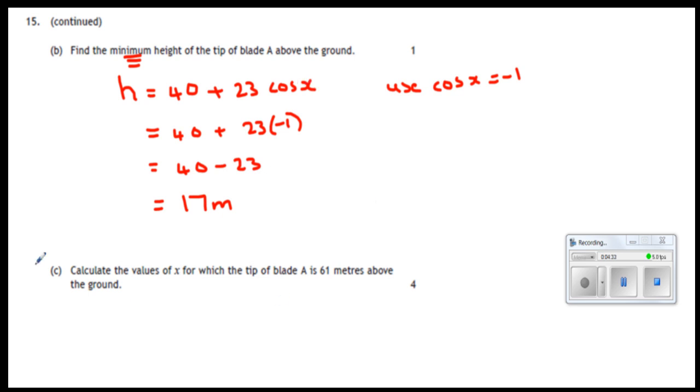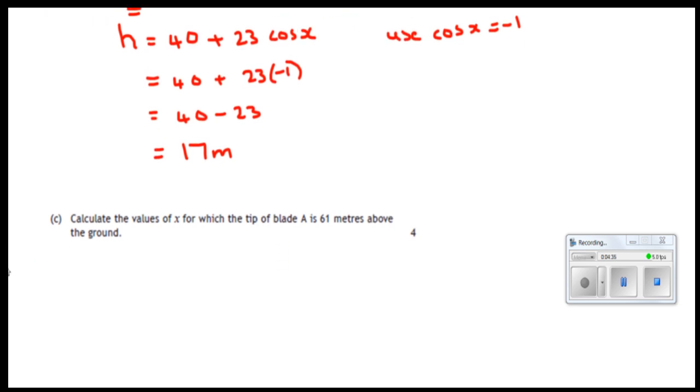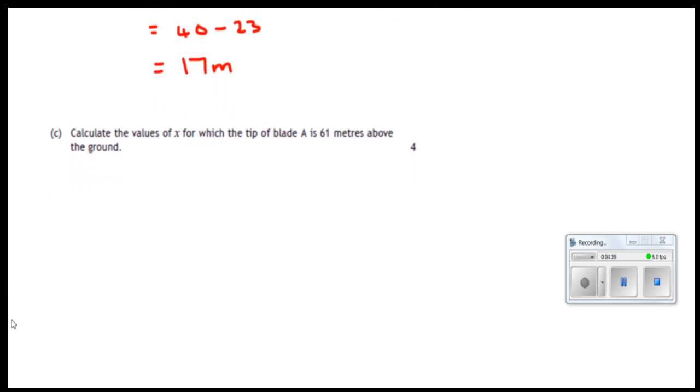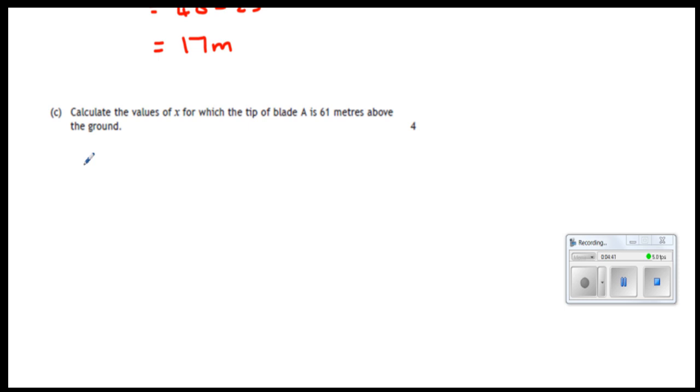Next one, part C. It says calculate the values of x for which the tip of the blade is 61 meters above the ground. Now this piece of information is they're telling me that h is equal to 61 meters. Now this question is worth 4 marks. It's more involved in it.